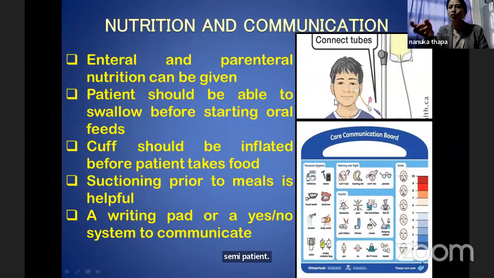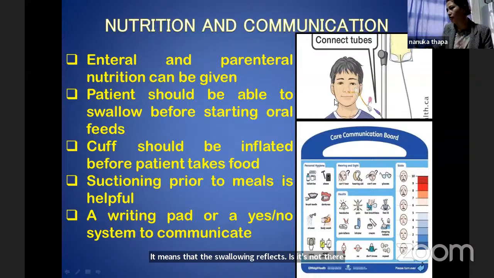Okay. So how do we check? We can give just one sip of water and ask the patient to swallow it. If the patient is able to swallow it, it means his swallowing reflex is present. But suppose immediately after giving the sip of water he starts to cough, it means his swallowing reflex is not there. So please don't start the feeding if the swallowing reflex is not there.